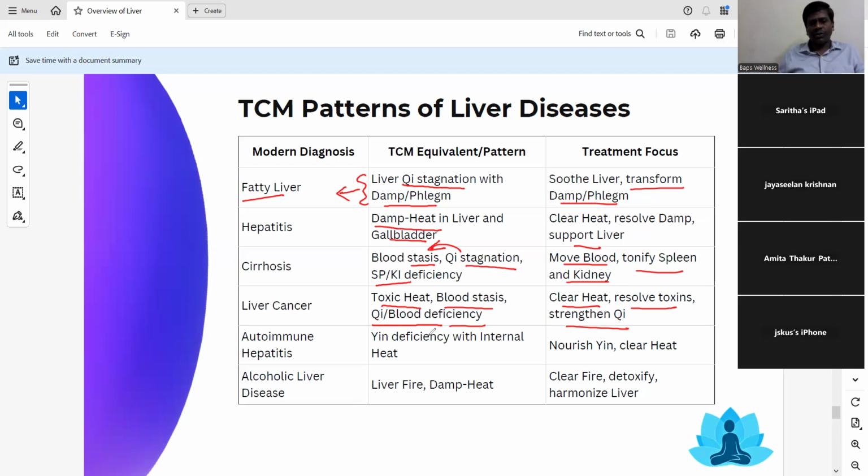In case of autoimmune conditions, hepatitis due to autoimmunity, yin deficiency with internal heat is the cause. So nourish the yin and clear the heat. Alcoholic fatty liver: liver fire as well as damp heat are the patterns. So clear the fire, detoxify and harmonize the liver. Clear the dampness.